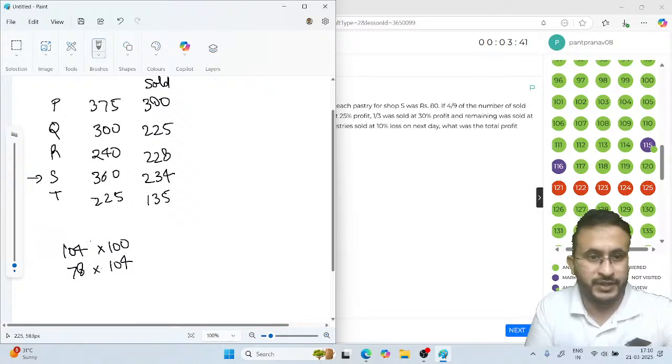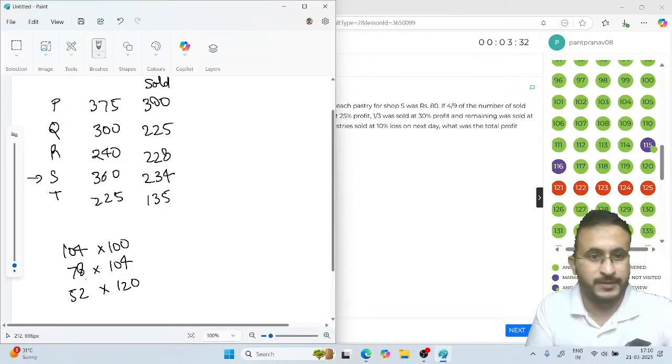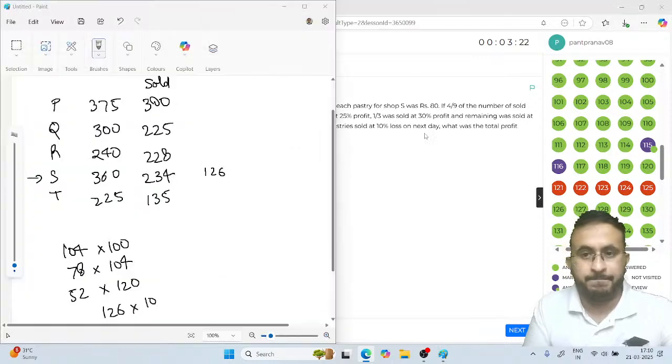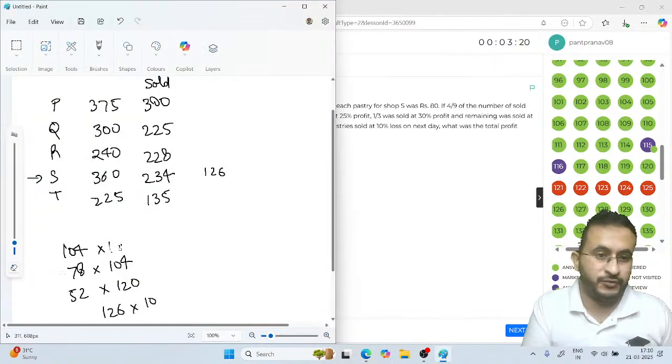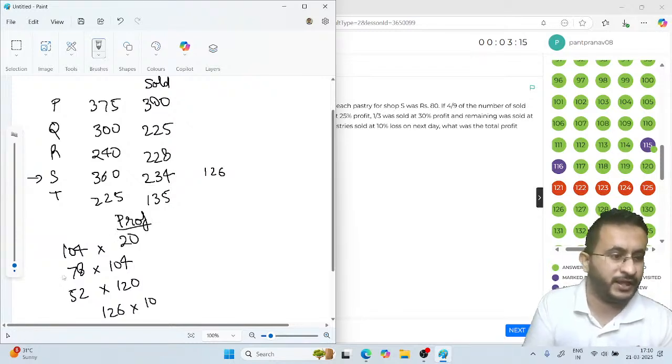So remaining, this is 182, 52. Unsold, 10% loss. So unsold was 126. So 126 were sold at loss of 10%. What is the total profit? Okay, we are not calculating the selling price. Total profit is 24 here. Profit is 40 rupees and this is loss of 10.